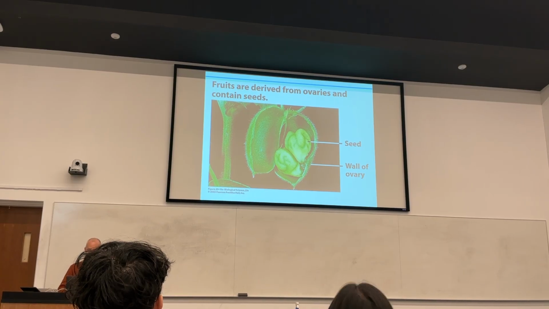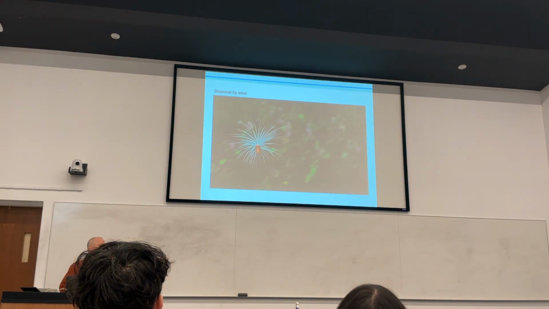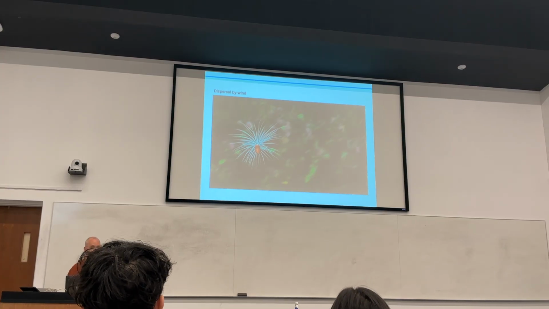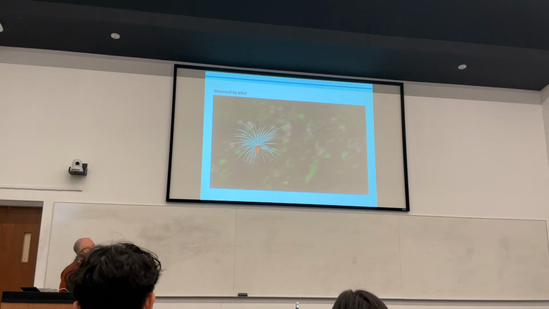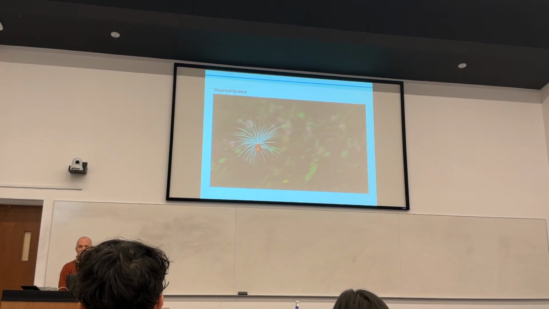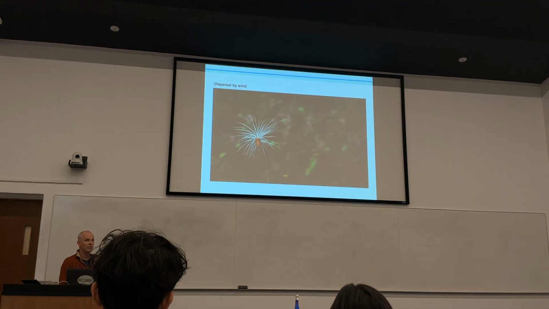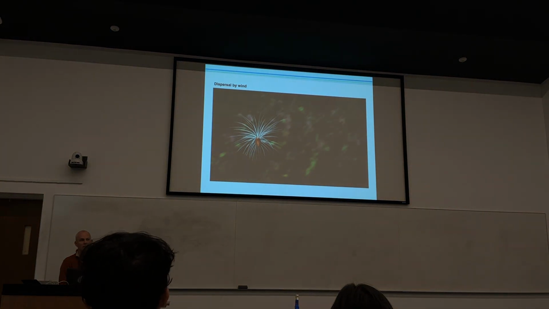All right? A fleshy ovary. You can modify your ovary to have a parachute attached to it. So now you can get your seeds to float on the wind, as in, say, dandelions. All right? How far can they float? They can really float.